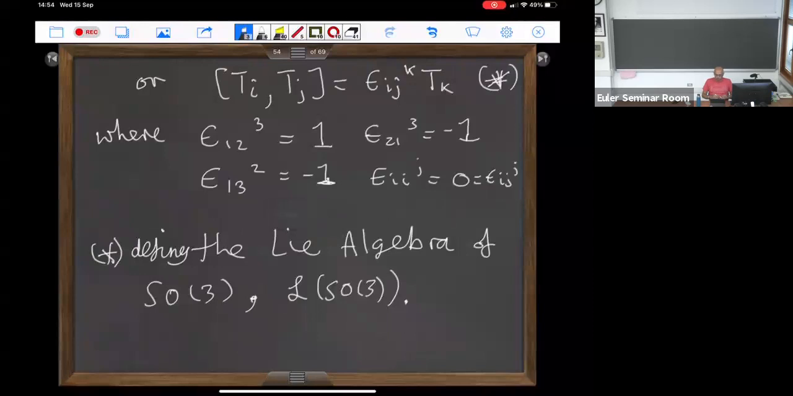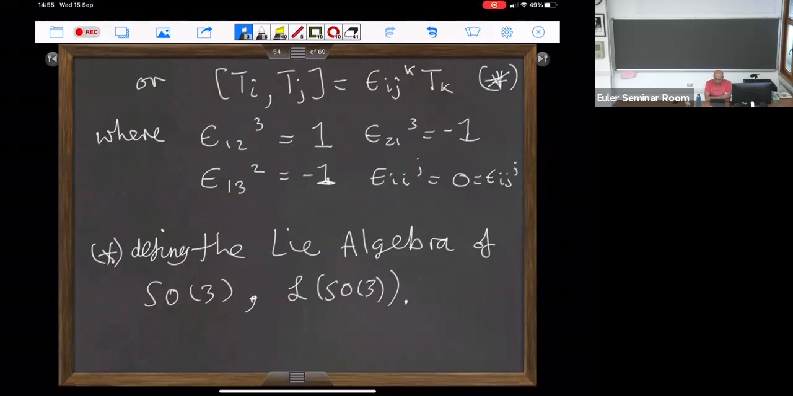Now, we can write this in a more compact form using our indices. And we write that the commutator of Ti with Tj is epsilon ijk Tk. So epsilon ijk is the totally anti-symmetric tensor with the property that epsilon 1, 2, 3 is equal to 1. And if I, for example, exchange one and two, I get a minus sign. And so if I exchange any pair of neighboring indices, I get a minus sign. And all of the other elements are zero.